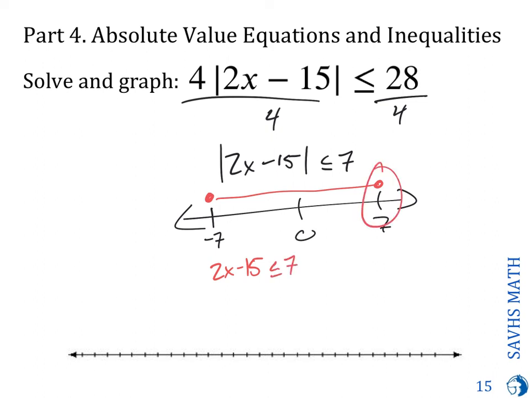That's what this part of the inequality is saying. And I know I wrote this a little bit backwards, but 2x minus 15 is greater than or equal to negative 7. So that's this part of the inequality. Solve that, graph that. I'm not going to go through this because I don't want to make you watch all of that on the video.